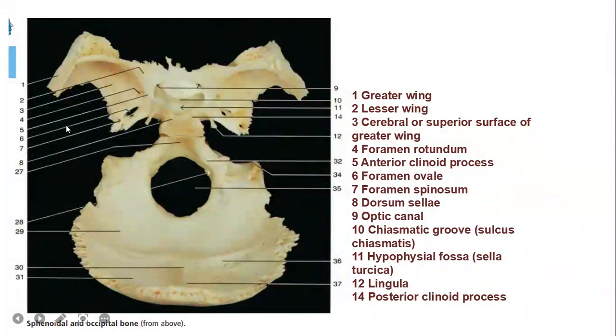6 is the foramen ovale. Then we have 7, which is the foramen spinosum. 8 is the dorsum sellae. Then we have 9, two points here and here, and that is the optic canal. Then the part labeled 10 is the chiasmatic groove or sulcus chiasmaticus. Then 14 is the posterior clinoid process. The part labeled 12 is the lingula. I think that's much of what we can see from this bone. This is the sphenoid bone, this is the occipital, and that's all about them.